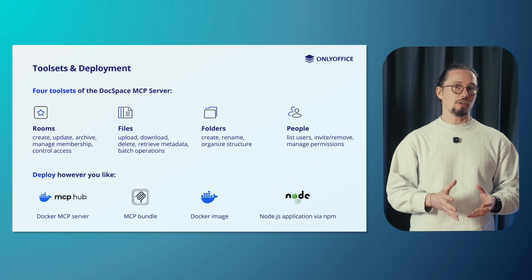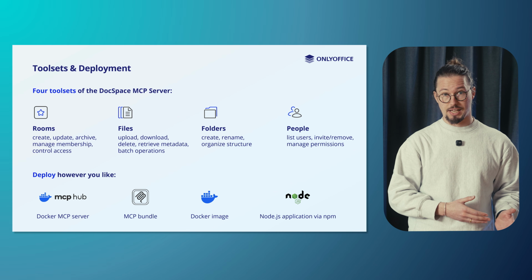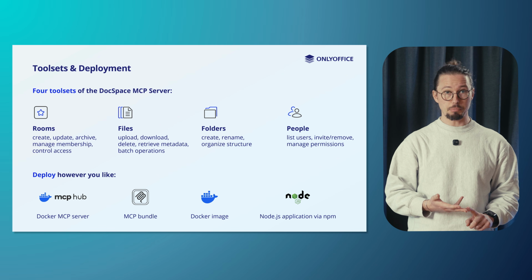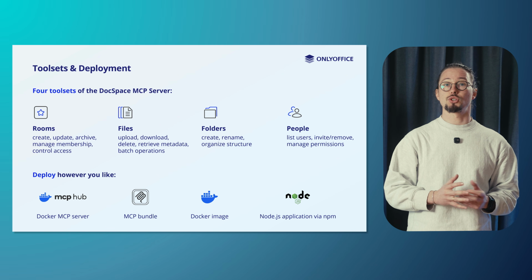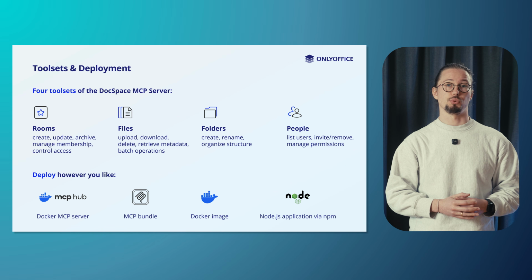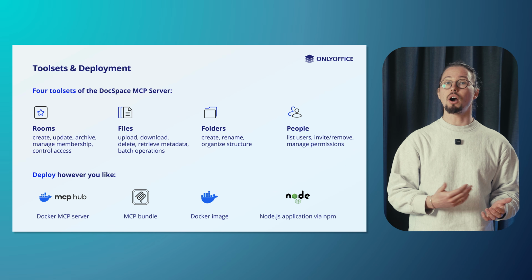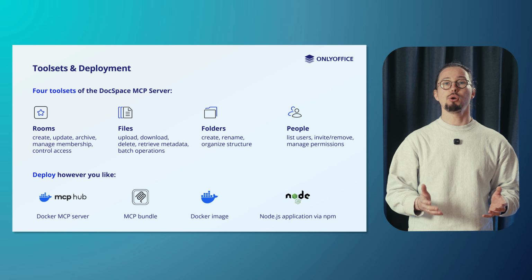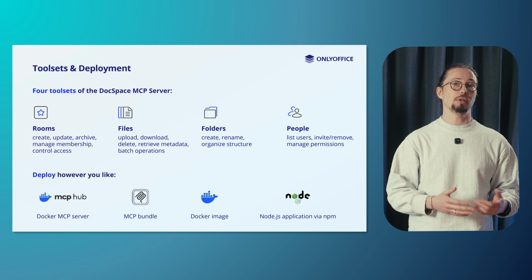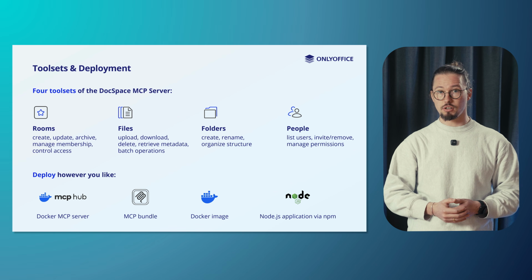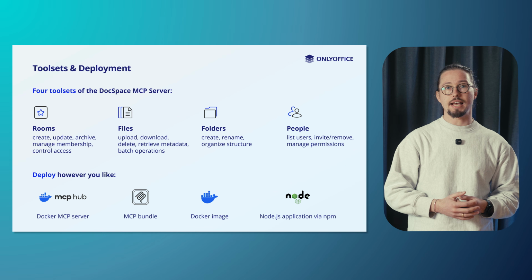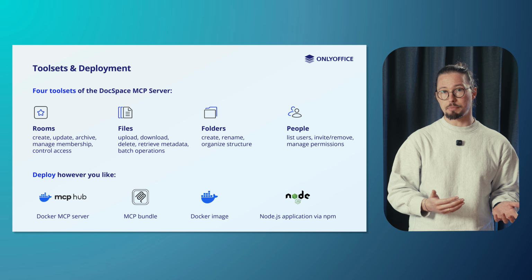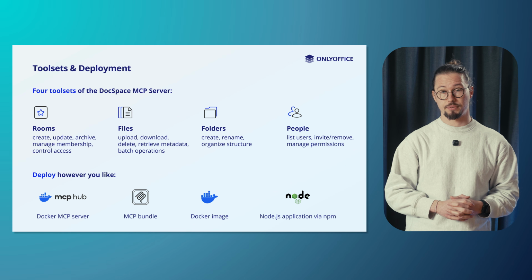Here's how it works. The server organizes its capabilities into logical toolsets. There are 4: files, folders, rooms, and people. Each toolset groups related tools together. For example, the Rooms toolset covers creating, updating, archiving rooms, managing membership, and controlling access levels. And you can deploy it however you prefer. The server is available as a Docker image, a Docker MCP server, an MCP bundle, or a Node.js application via NPM. You can also build from source using Node.js and PNPM. Pick whatever fits your infrastructure.